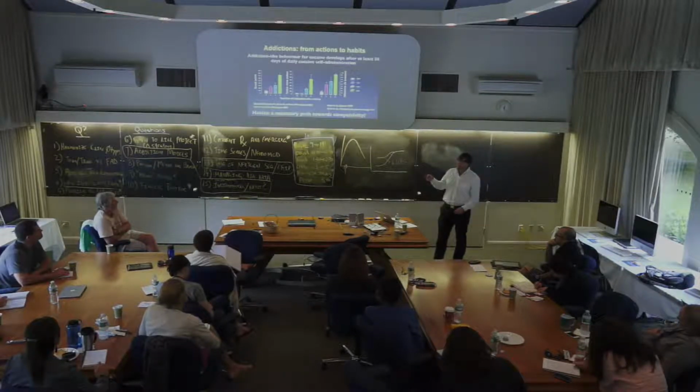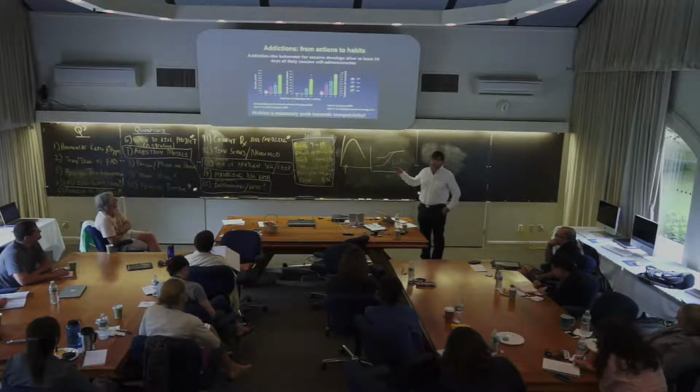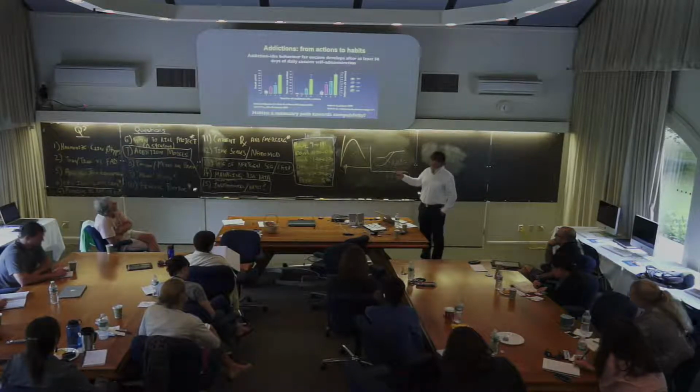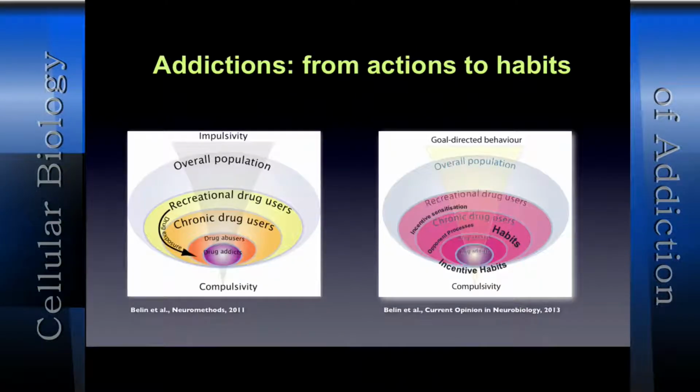So we select the animals that display the three behaviors. And you have 3 criteria rats that we believe are addicted and 0 criteria rats that are not addicted. But I'll come back to that later. The point is, when you put together, it's been shown that there is a transition from impulsive behaviors to compulsive behaviors in the development of drug addiction.